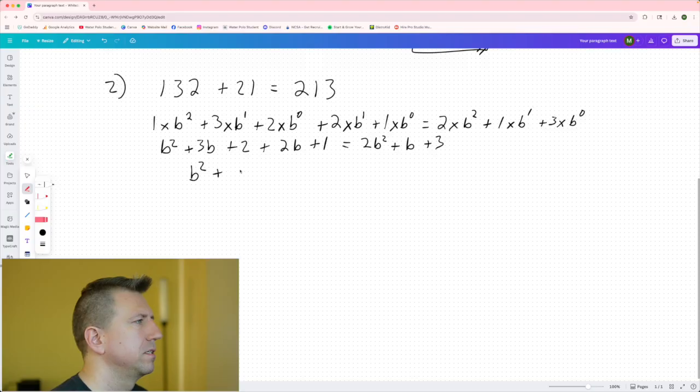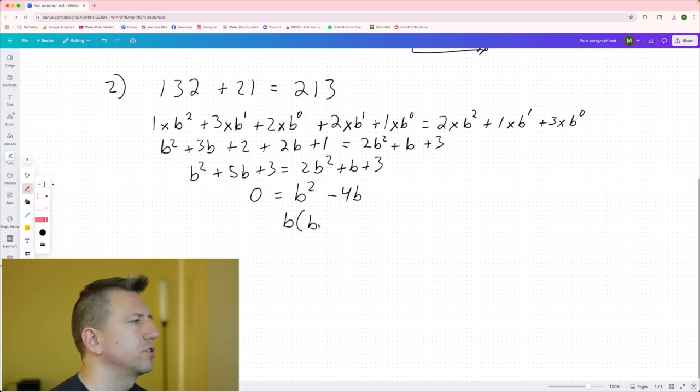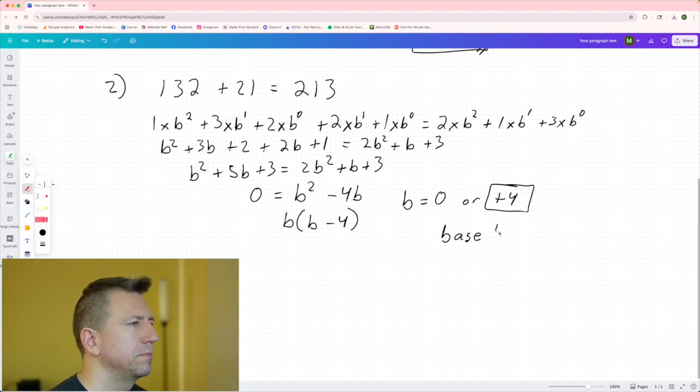Let's collect terms on this side. b squared plus 5b plus 3 is equal to 2b squared plus b plus 3. And then let's get everything onto one side. So we get 0 is equal to b squared minus 4b, and that's it. And so this is equal to b multiplied, distributing out one of the b's, by b minus 4. So our b could equal 0 or positive 4. Well, the 0 doesn't do anything for us, so we're choosing positive 4. So our base is base 4.